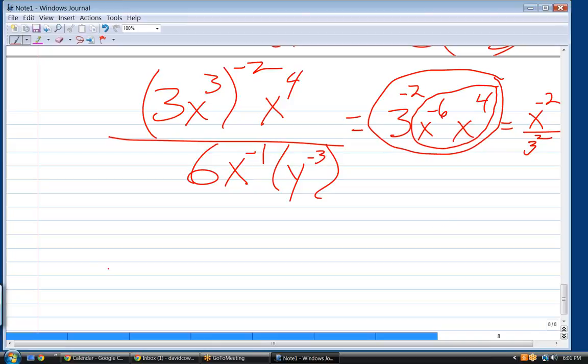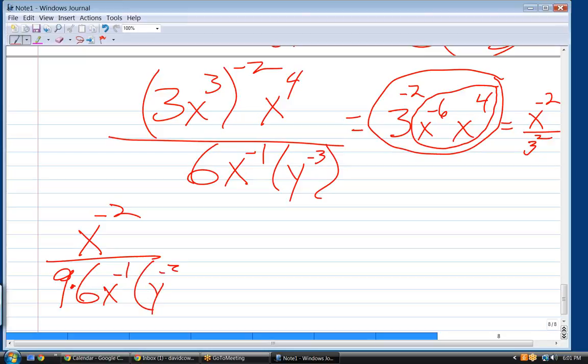So we've simplified the top. Okay? So here's where we're at. 3 squared is 9. And now we have the bottom to deal with. 9 times 6 times x to the minus 1 times y to the negative third. Now, when you have a negative exponent, you can just move that to the other side of the fraction bar and turn it positive. So if I have a y to the negative third in the denominator, I can make that y to the positive third in the numerator. Just like if I have an x to the minus 2 in the numerator, I can make it x to the positive 2 in the denominator.